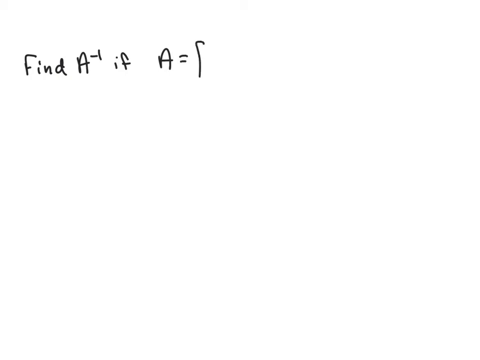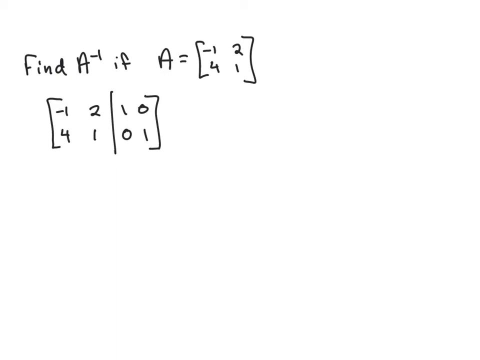If A is -1, 2, 4, and 1. Here's the best way to do it. No matter what size your matrix is, you want to take your matrix, I'll write this down on the next page, augment it with the identity, and then use your row operations to convert the left-hand side into the identity, and then your right-hand side will be the inverse of what you started with.